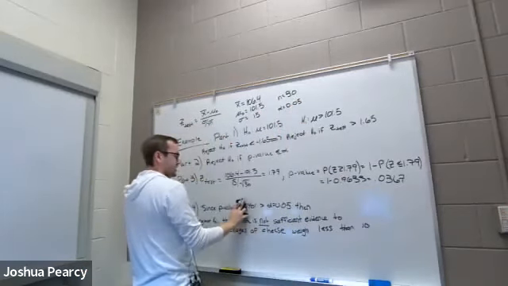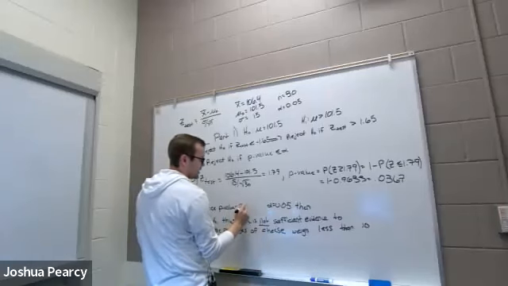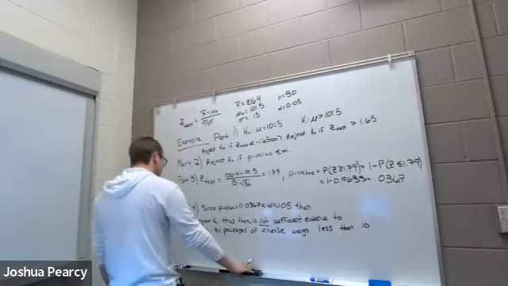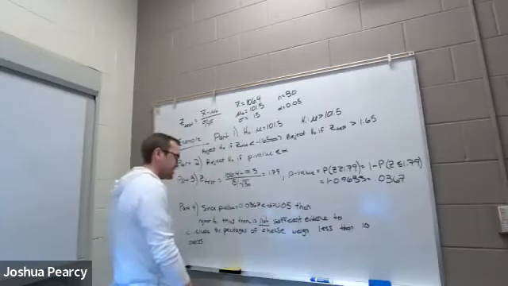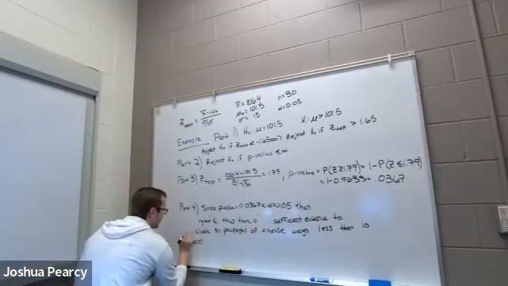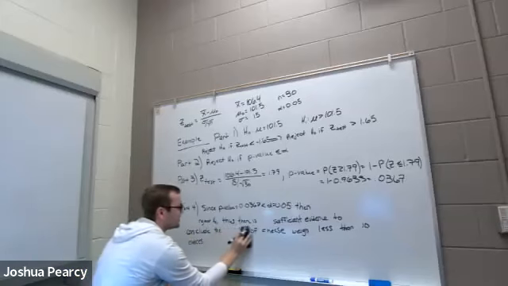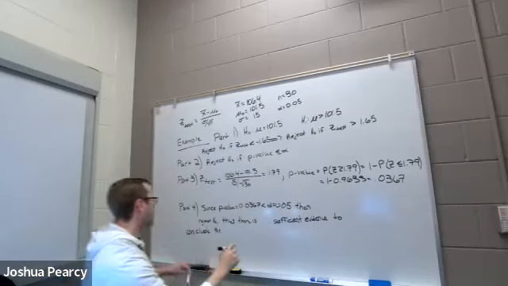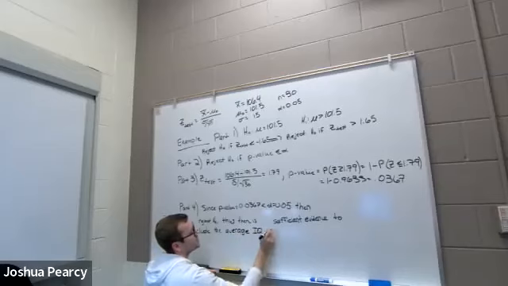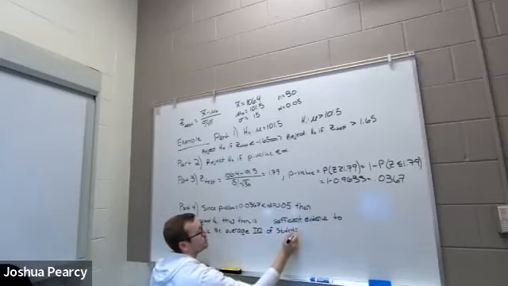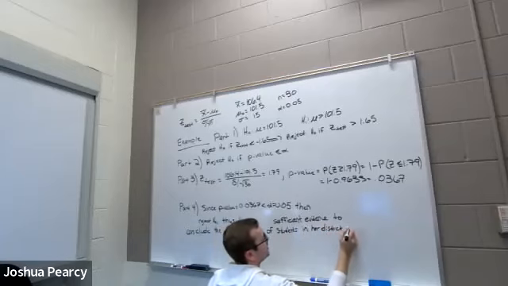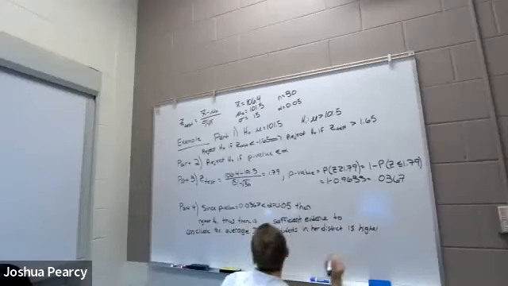Since the p-value of 0.0367 is less than alpha, which is 0.05, then reject the null hypothesis, and we can say, thus there is sufficient evidence to conclude the average IQ of students in her district is higher than 101.5.